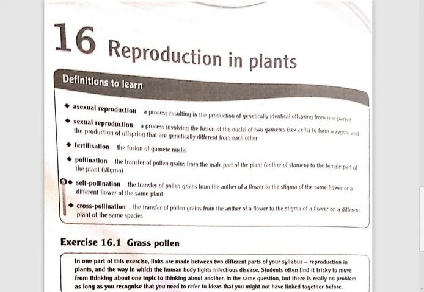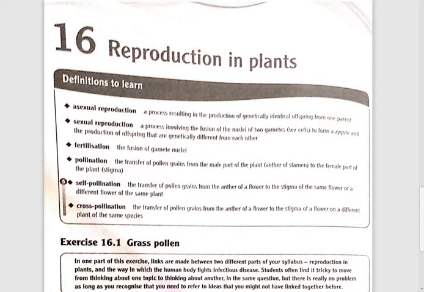So okay, this is chapter 16 of this workbook. It's about reproduction in plants. If I'm not mistaken, in the latest syllabus, reproduction in plants and reproduction in humans are combined, both of the chapters, so don't get confused on that.